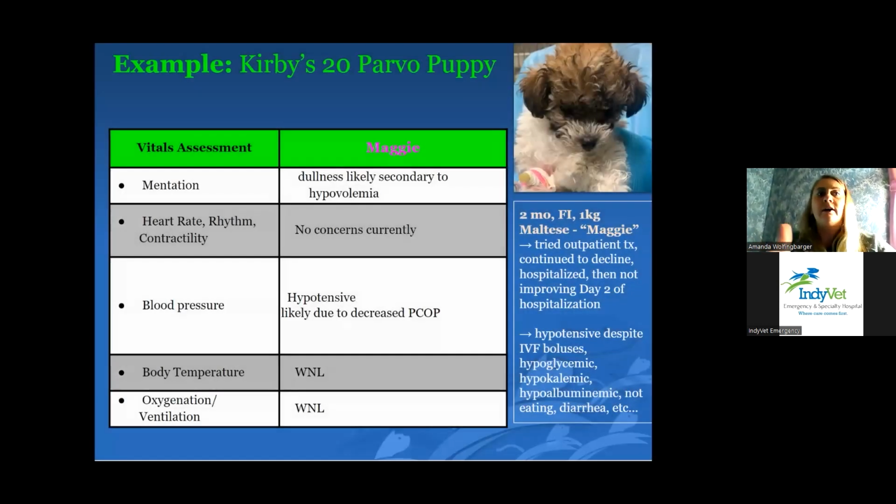So this is how we applied our Kirby's Rule of 20 for this little girl. For our vitals assessment, she was very dull, but most likely due to her hypovolemia, just from losing so much fluid through her GI tract. Not concerned about her heart rate and rhythm, but blood pressure, very concerned. She was continually hypotensive due to her poor colloid osmotic pressure. She was hypoalbuminemic, so both of those were going against each other. Blood pressure was surprisingly normal, and her oxygenation was good.